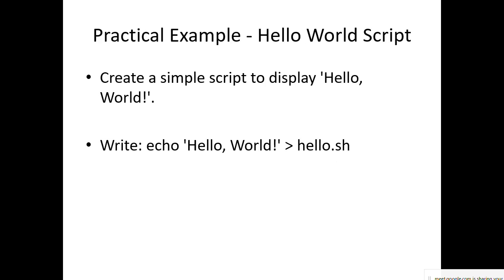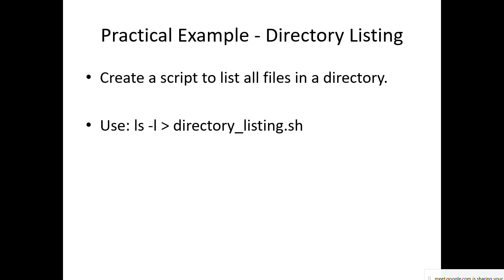So, a practical example: hello world script. How do we write it? Create a simple script to display hello world. Today we are executing a hello world program. Write like this: echo hello world within double quotation or single quotation, greater than hello dot sh, which means shell. When you execute hello dot sh, it will print hello world. That's all. That is a simple example.